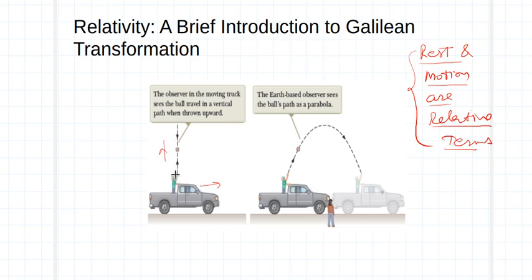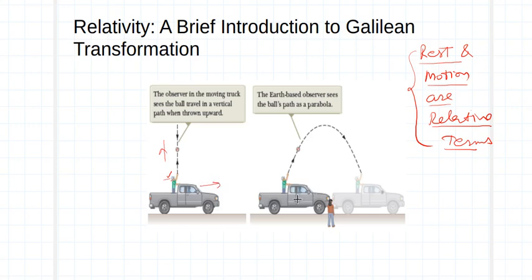Right? That means for the observer, if this person is the observer in this moving truck, then for this observer, it seems that the ball is moving in a vertical path, right? It moves upward and then comes downward into his hands. But during this journey, when this ball goes up and then comes down, the ball has covered, or this vehicle has covered, a distance.